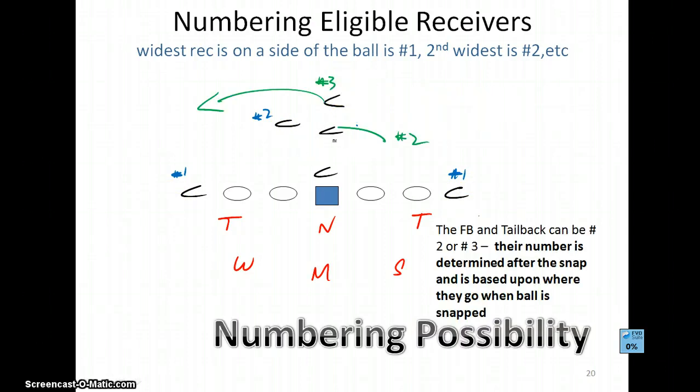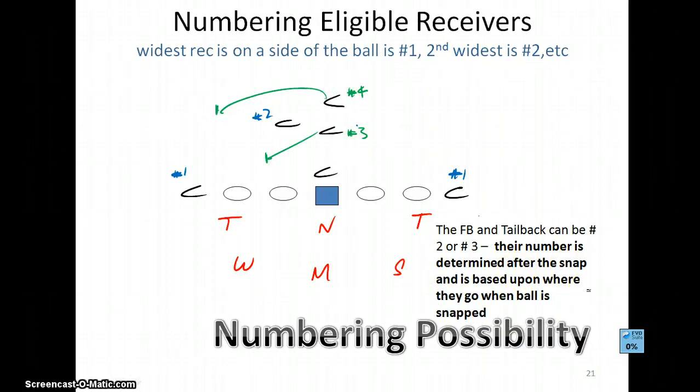So what we're going to do is we're going to have to get a post-snap read on them. If the fullback came this way, he'd be number 2. If the tailback went that way, he'd be number 3. So this identification of who we probably call a tailback, and who we identify as a fullback, will come after the snap. It's a post-snap read.